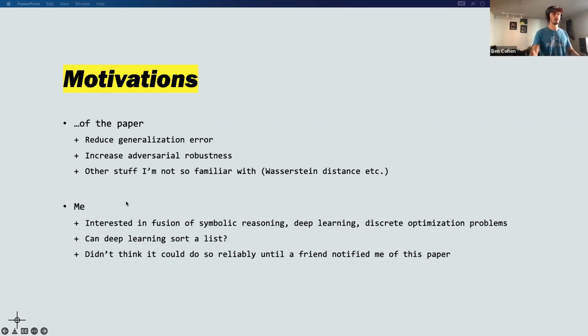I came across this paper because I've been interested in the intersection of symbolic reasoning, deep learning, and solving discrete optimization problems. Up until now, I had this impression that deep learning had these glaring weaknesses, like it couldn't do something fairly straightforward like sorting a list, despite its pretty impressive capabilities in other areas. So I didn't think that it could do that. And a buddy of mine was like, well, actually, yeah, it can. You should check out this paper. So that's kind of how I got here.